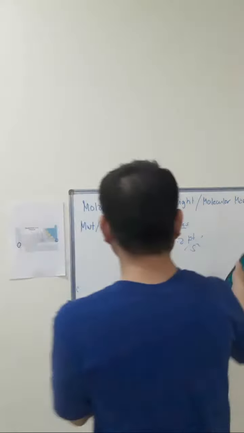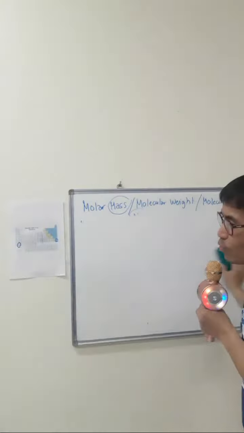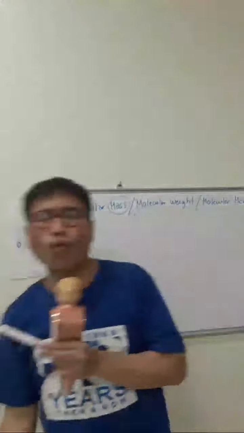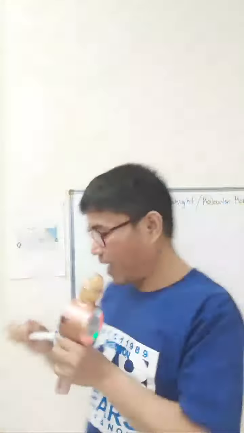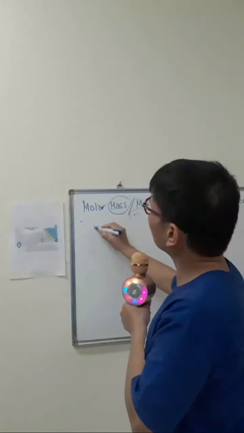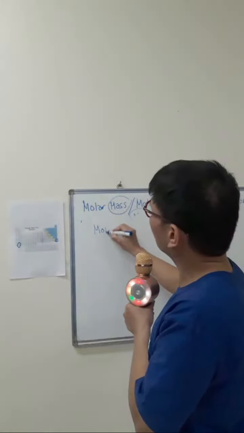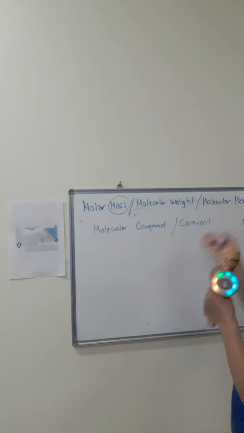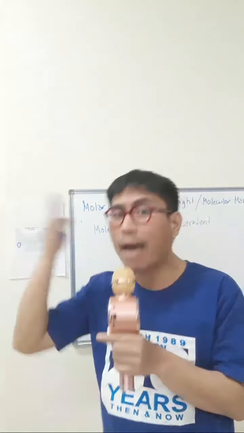Now we go to our main topic: the compounds in relation to the molar mass, molecular weight, and molecular mass. I need to give you an example of the two types of compounds first, before going to the details. First, we have the molecular compound. A molecular compound is also known as a covalent compound. So take note.